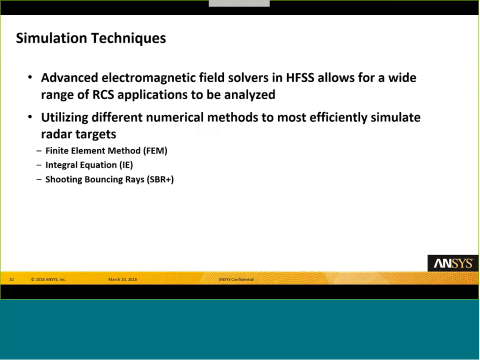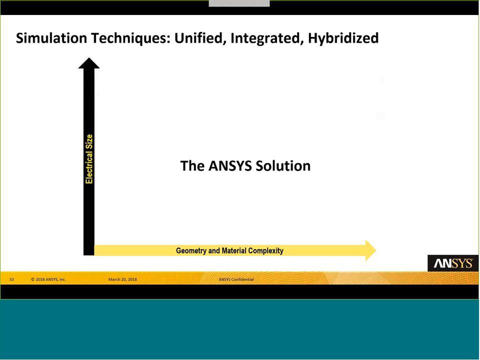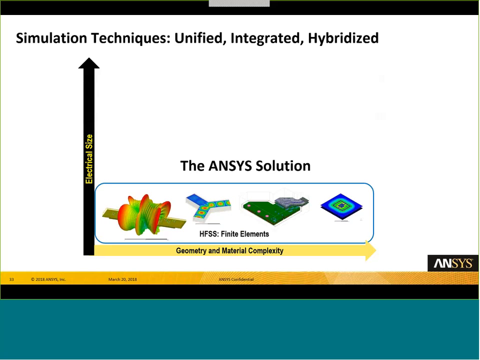And what you're going to be seeing today is really focused on the addition of moment methods techniques, which are also called integral equations. And what we're really excited about is the shooting and bouncing ray technology, which we refer to as SBR+. So in an application sense, it's really convenient to think about these three techniques in terms of model complexity and electrical size. So for objects that are very complex in geometry and materials, HFSS FEM is the gold standard and has been proven in a wide array of applications.